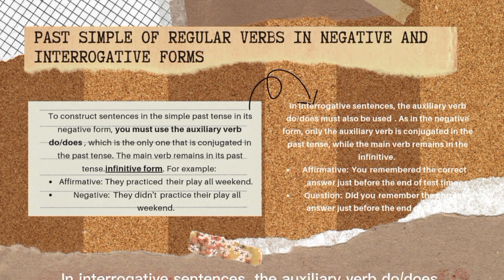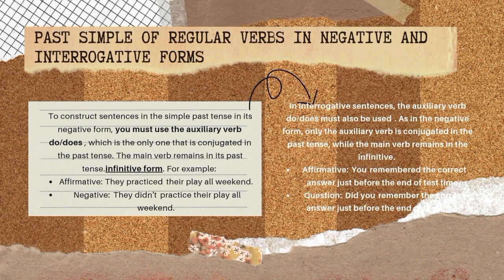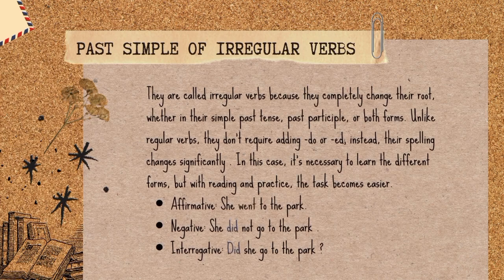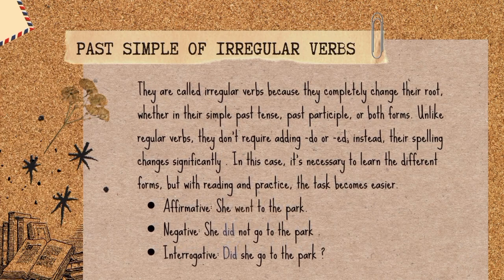In interrogative sentences, the auxiliary verb do, does must also be used. As in the negative form, only the auxiliary verb is conjugated in the past tense, while the main verb remains in the infinitive. Past simple of irregular verbs.